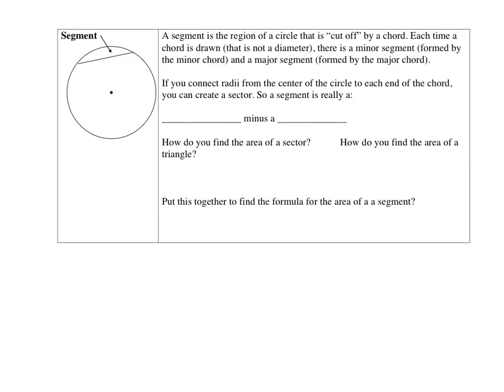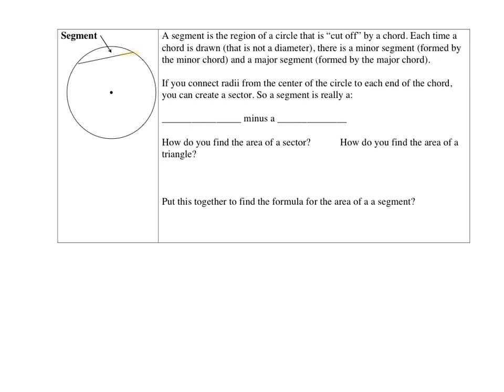Okay, the second one we're going to talk about is called a segment. So a segment is the region of a circle that is cut off by a chord. Each time a chord is drawn that is not a diameter, there is a minor segment formed by the minor chord and a major segment formed by the major chord. So let's look at this picture here.